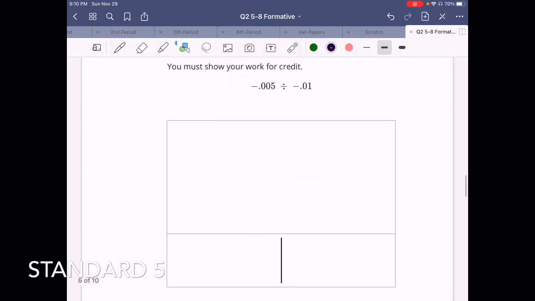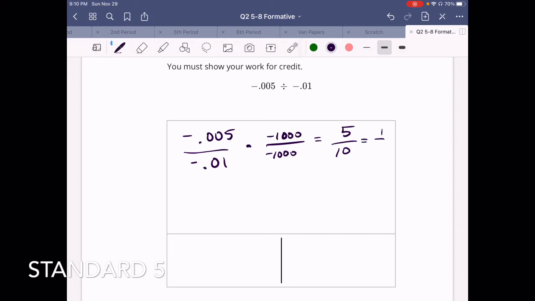This one I'm definitely going to keep as a fraction, because so much of this is just about place value. Where does the decimal go? So I'm going to multiply by negative 1,000 over negative 1,000 as my giant 1, because that's going to make this positive 5 and this positive 10, which is 1/2.